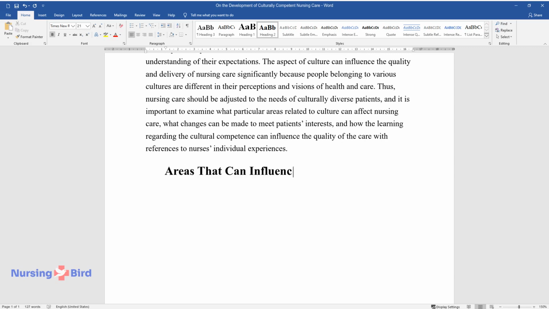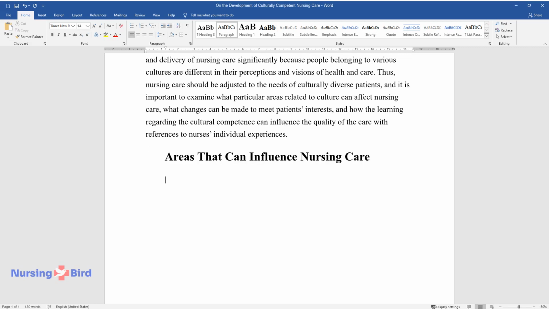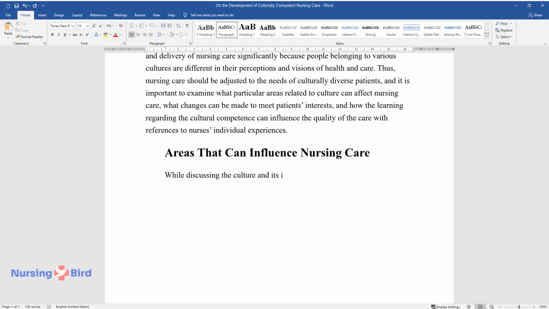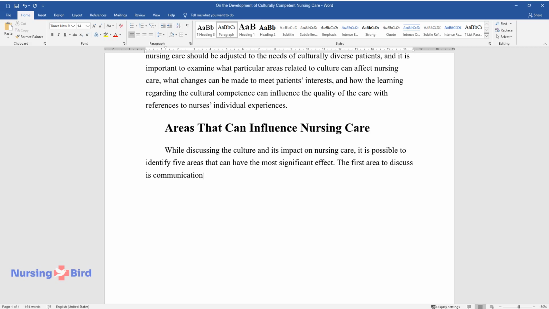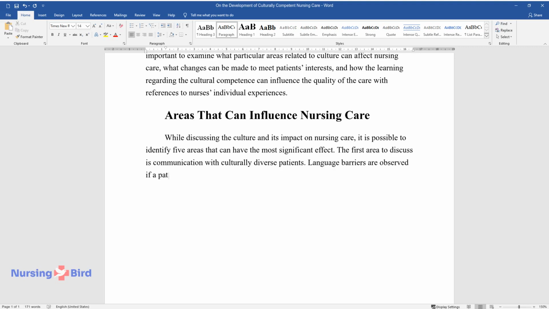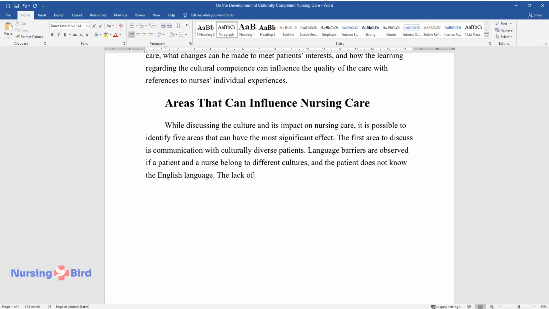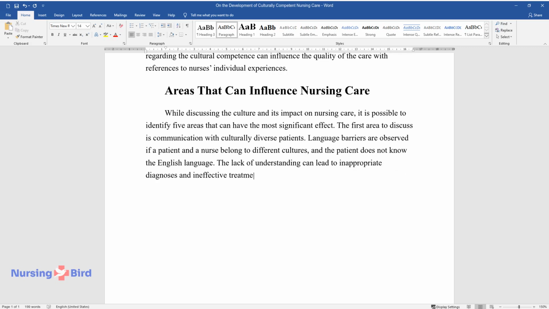Areas that can influence nursing care. While discussing the culture and its impact on nursing care, it is possible to identify 5 areas that can have the most significant effect. The first area to discuss is communication with culturally diverse patients. Language barriers are observed if a patient and a nurse belong to different cultures, and the patient does not know the English language. The lack of understanding can lead to inappropriate diagnoses and ineffective treatment.